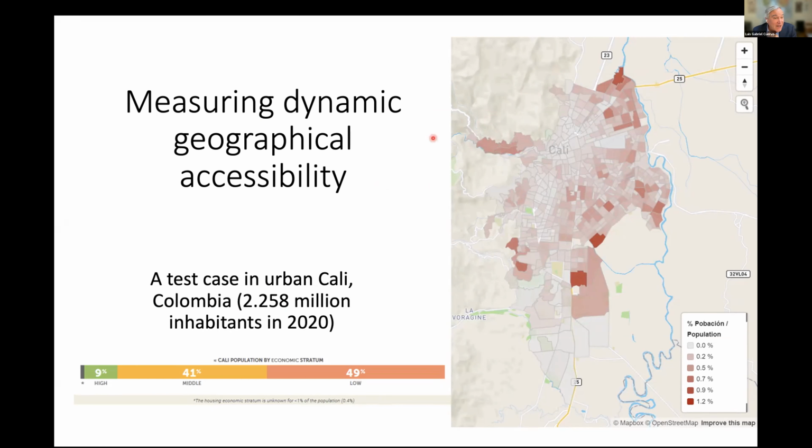As you can see here in the map, about half of the population lives in low-income housing, about 40% in middle-income housing, about 9% live in high-income housing, including the people that are domestic workers. So that gives you an idea of the city we were going to study.